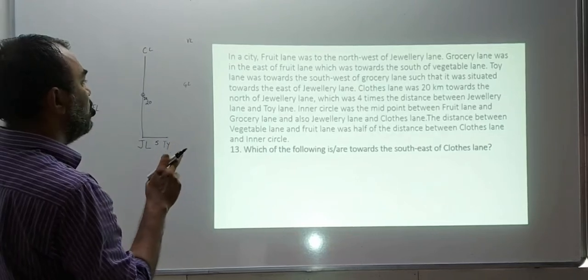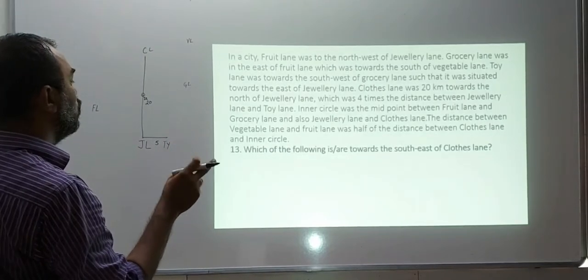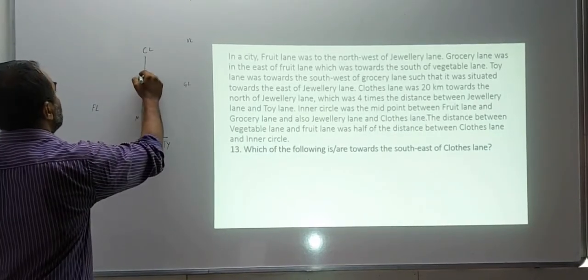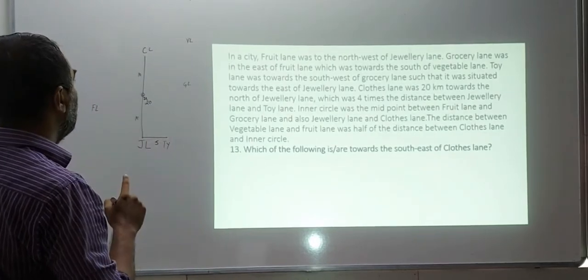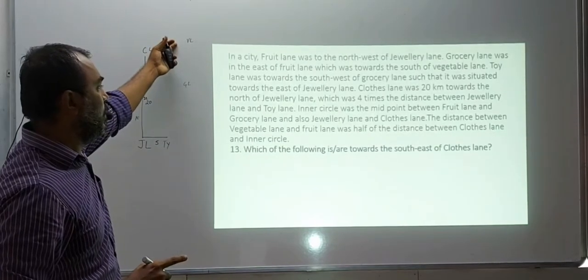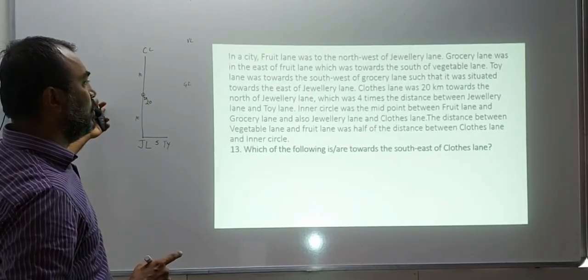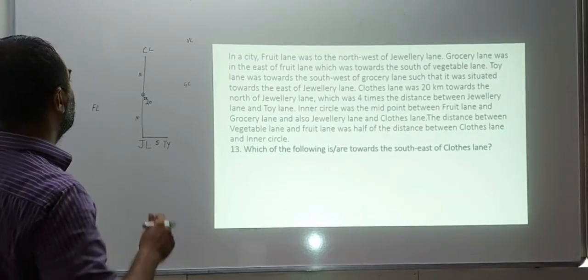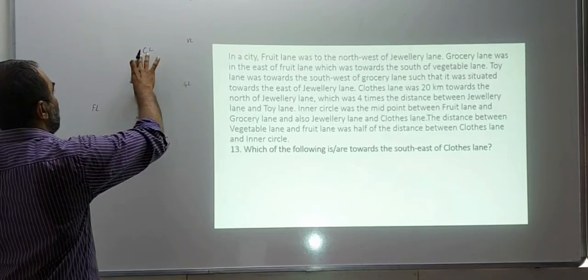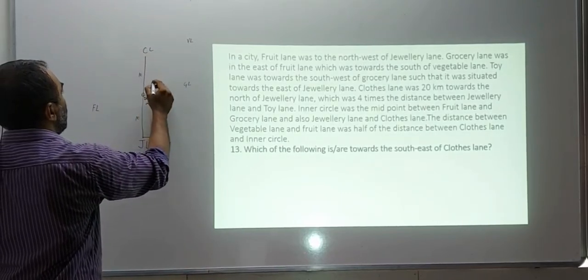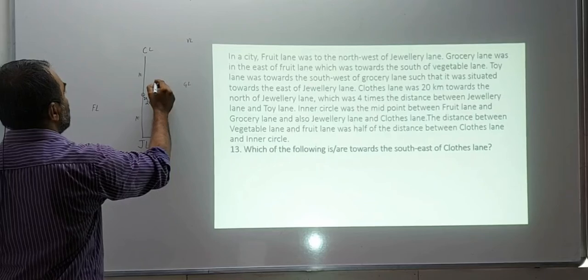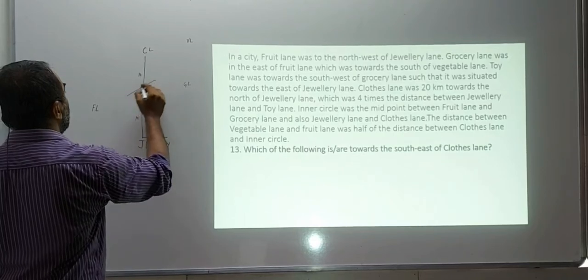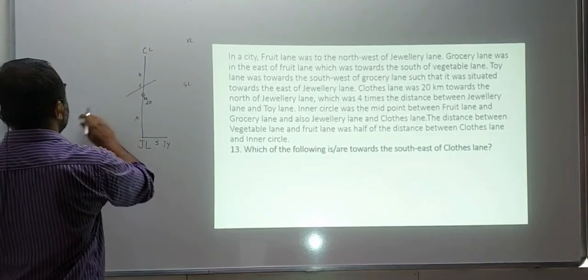Now the distance between Vegetable Lane and Fruit Lane was half the distance between Clothes Lane and inner circle. So Clothes Lane and inner circle, this is 20, so this is 10 and this is 10. And the distance between Vegetable Lane and the Fruit Lane was half the distance between Clothes Lane and inner circle. What is the distance between Clothes Lane and inner circle? It is 10. So this distance should be only 5, it should be half. So Vegetable Lane should be somewhere around here. Yes, this has to be only 5. So Fruit Lane should be somewhere around here.